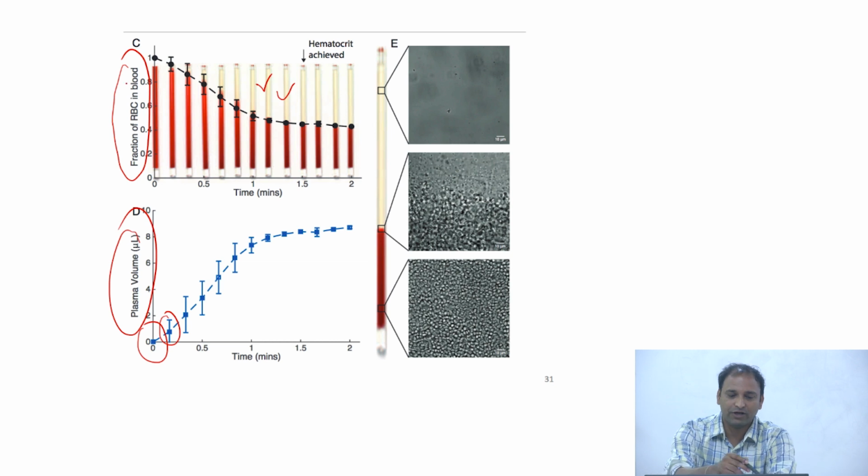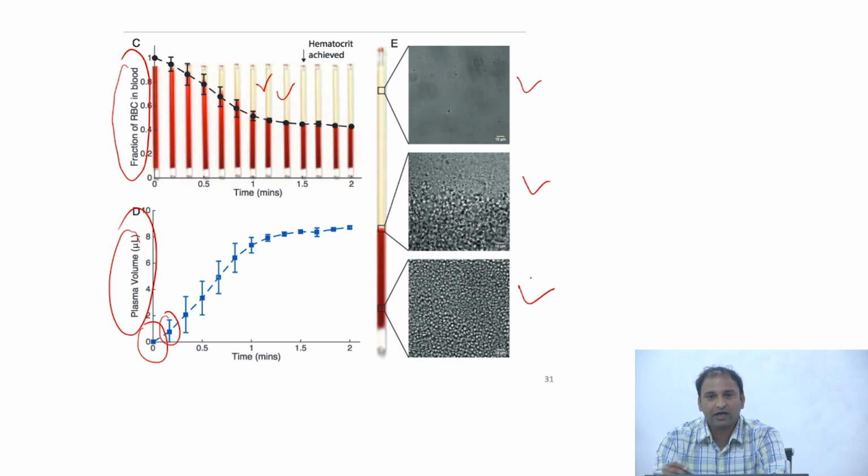In terms of monitoring the fraction of RBCs in the blood and the plasma volume, these are the microscopy images taken at different locations. In the top region, where it's only plasma, there are absolutely no cells. That means all the cells that were there have settled, and that's the interface here between the clear fluid and the settled RBCs. And that's your image where you have a lot of RBCs.